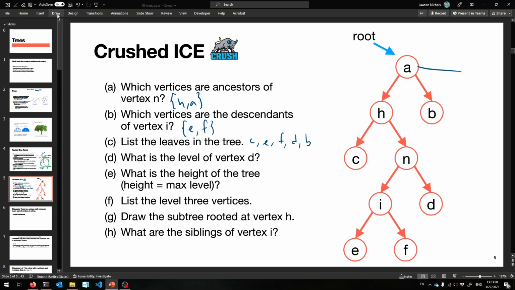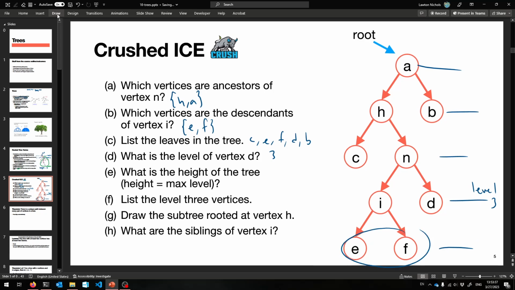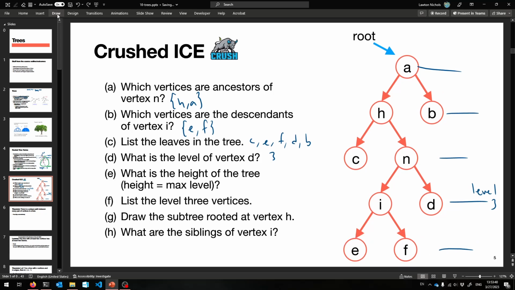So this is level 0, 1, 2, 3. That's where D is. That's level 3. What's the height of the tree? It's the maximum level. So if this is level 3, one more is level 4. And those are the two nodes at level 4. It doesn't go any further down. So that means the height of the tree is 4.